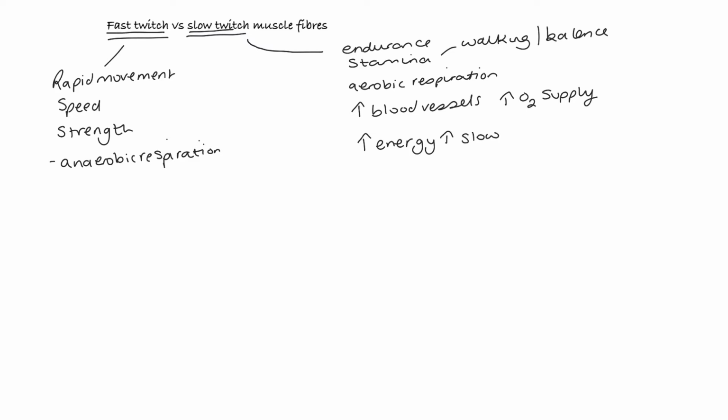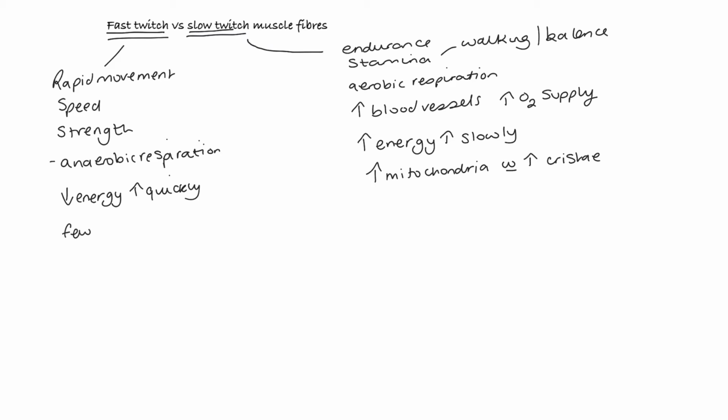So, as expected then, we see many more mitochondria in slow twitch muscle fibres, because mitochondria is the site of aerobic respiration. And we also find that the mitochondria present in slow twitch muscle fibres tend to be more convoluted. So they have more infoldings on the inner mitochondrial membrane because this is where the electron transport chain occurs. So in the fast twitch muscle fibres, we have fewer mitochondria.